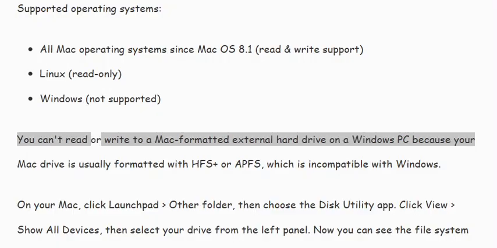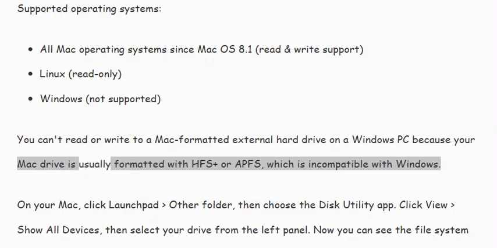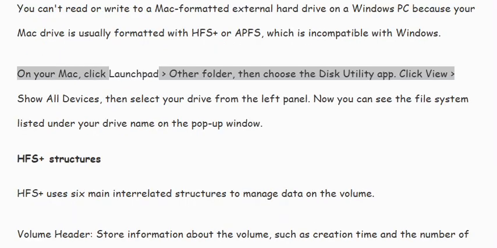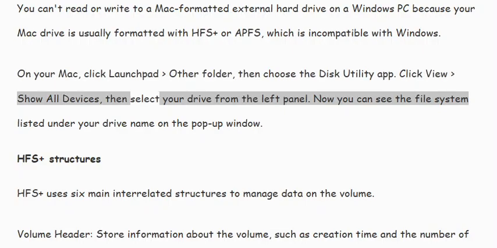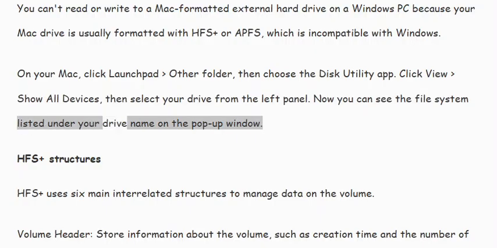You can't read or write to a Mac-formatted external hard drive on a Windows PC because your Mac drive is usually formatted with HFS Plus or APFS, which is incompatible with Windows. On your Mac, click Launchpad, Other folder, then choose the Disk Utility app. Click View, Show All Devices, then select your drive from the left panel. Now you can see the file system listed under your drive name in the pop-up window.